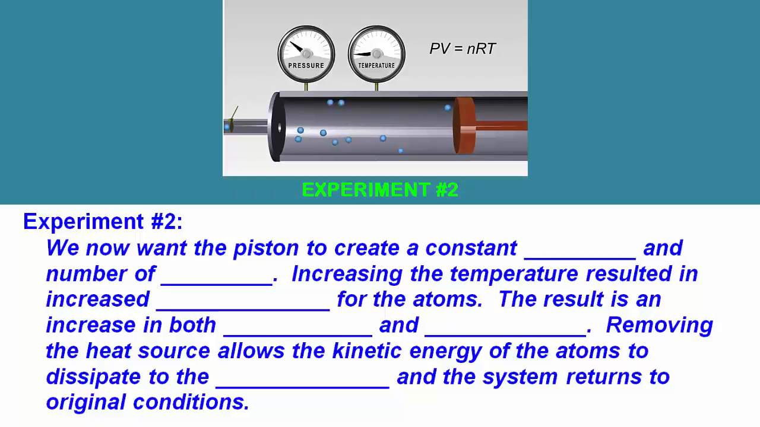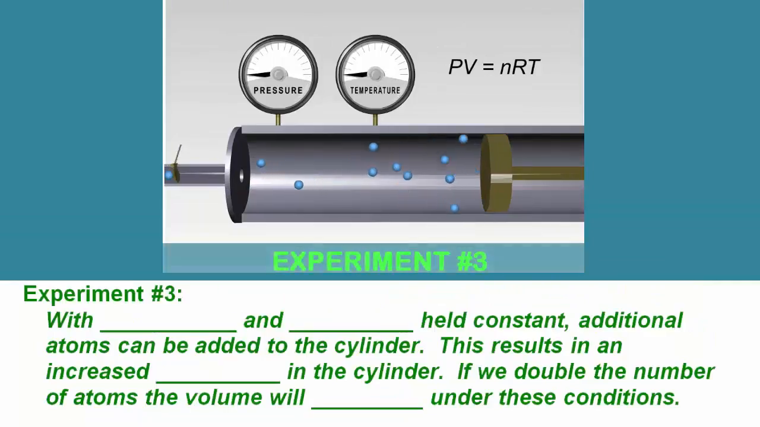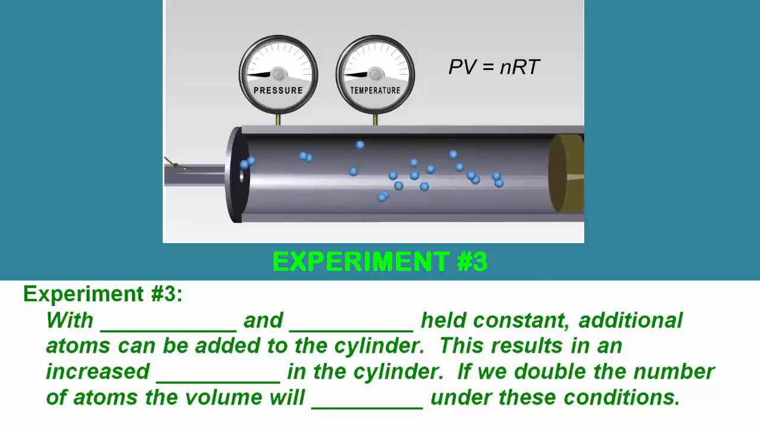We now lock the piston to create a constant volume and number of atoms. Increasing the temperature results in increased kinetic energy for the atoms. The result is an increase in both temperature and pressure. Removing the heat source allows the kinetic energy of the atoms to dissipate to the surroundings, and the system returns to original conditions. With pressure and temperature held constant, additional atoms can be added to the cylinder. This results in an increased volume in the cylinder. If we double the number of atoms, the volume will double under these conditions.